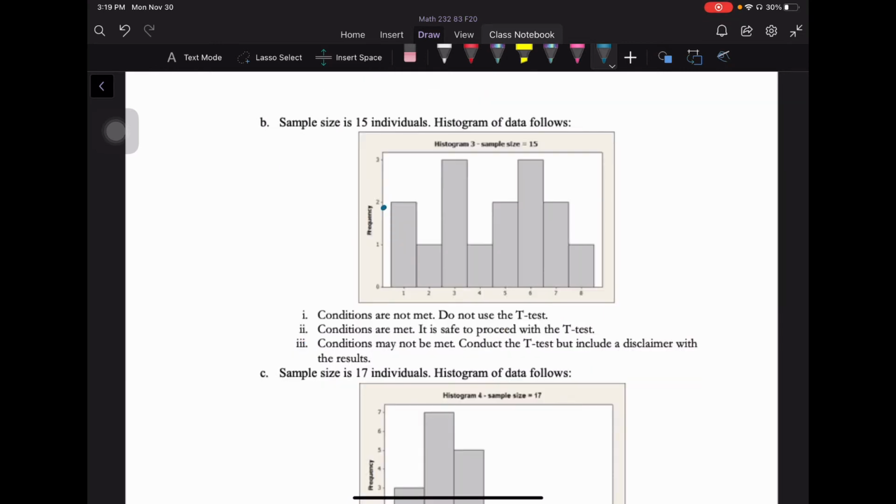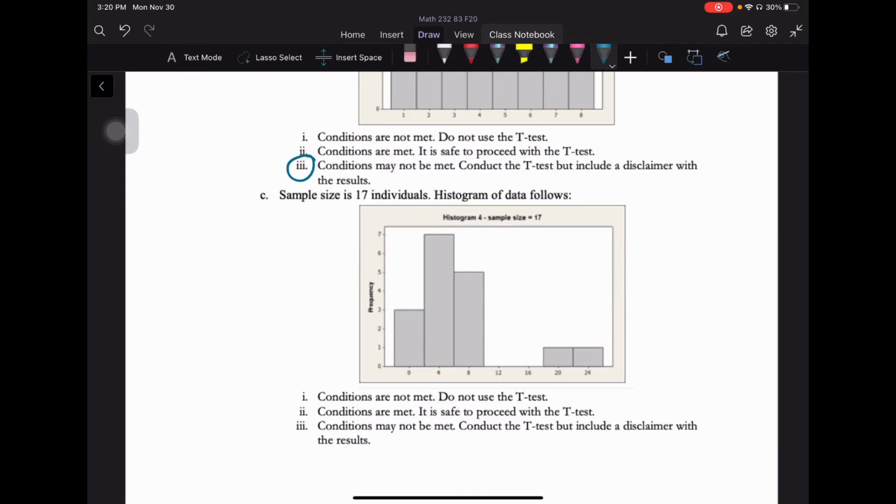Here for question 2, it's kind of symmetric. There's not a lot of skewness, but our sample size is only 15, so we're not 100% sure that our conditions are met. So we're just going to say conditions may not be met, but let's just use a disclaimer. Let's go ahead and calculate it and say, hey, it might not be true. And here we've got clear skewness and our sample size is only 17. Conditions are not met. We are not going to use that t-test. It's important that you know, based on your sample size or the shape of your distribution, whether you can go ahead and use normal conditions.